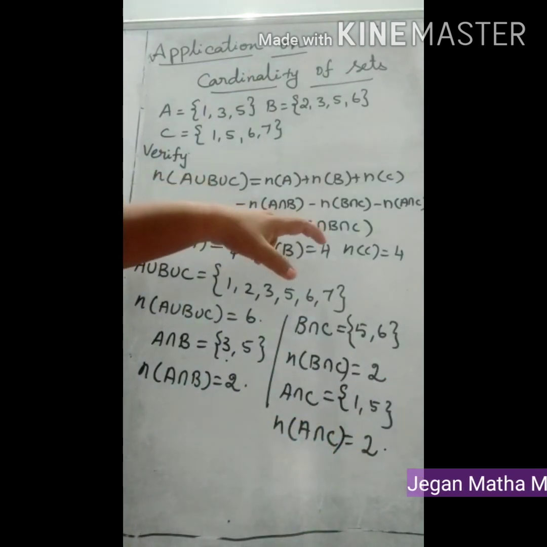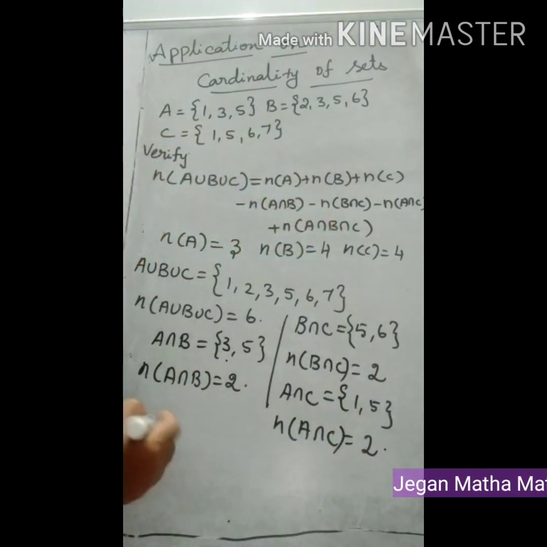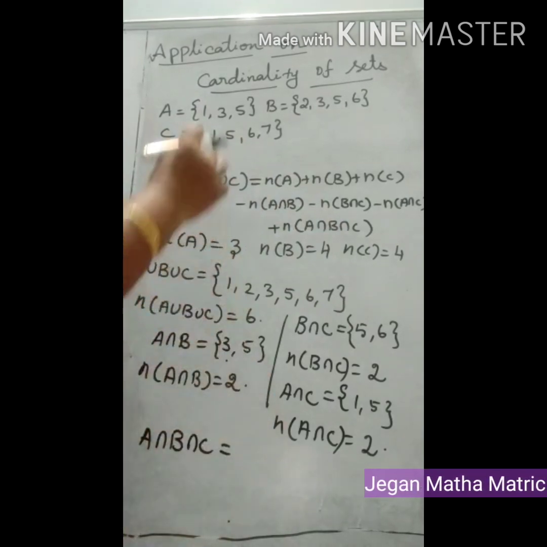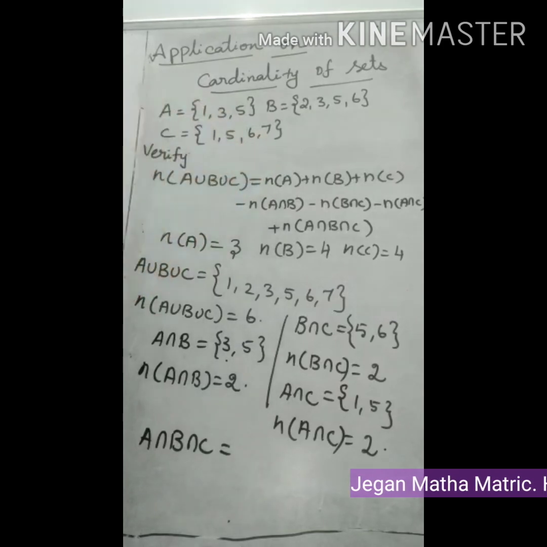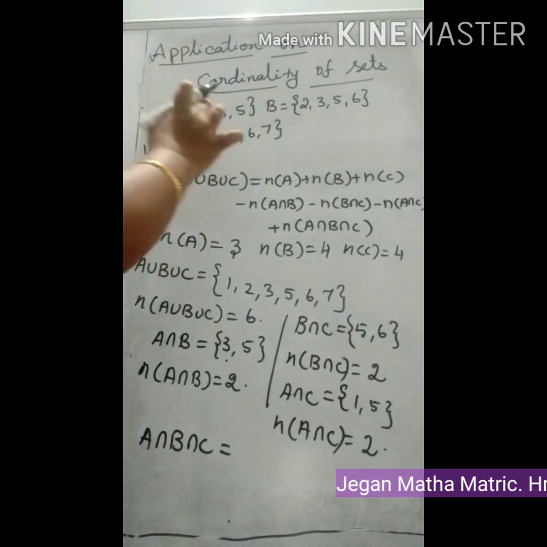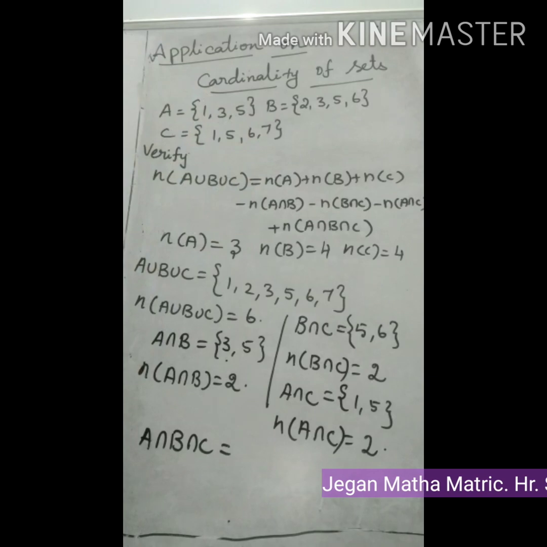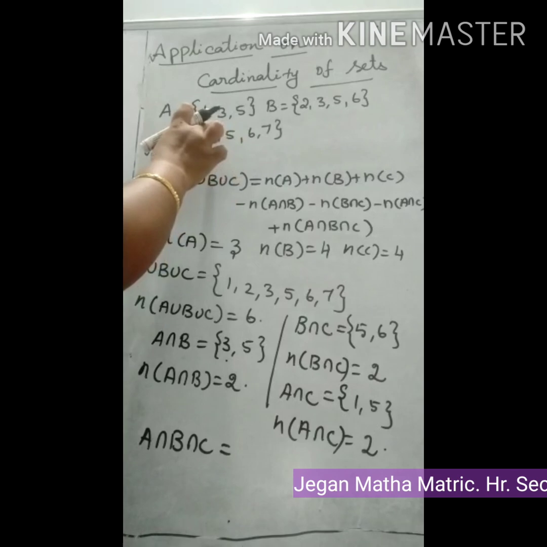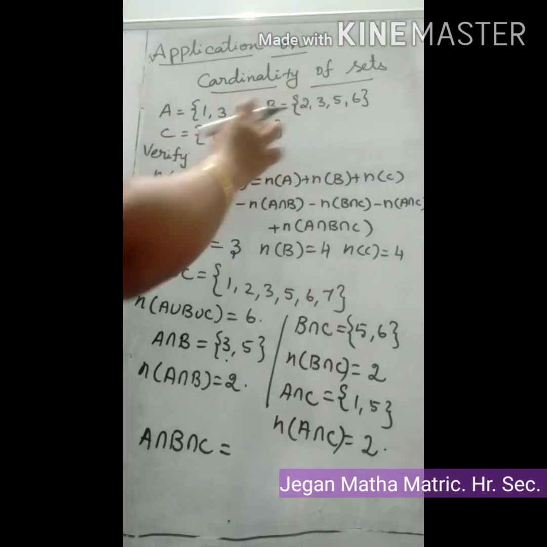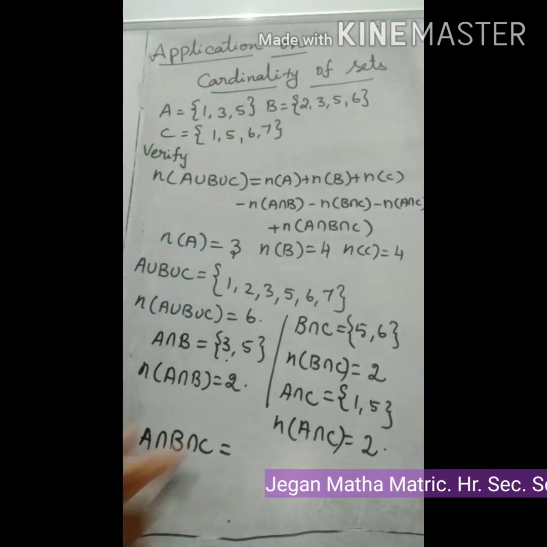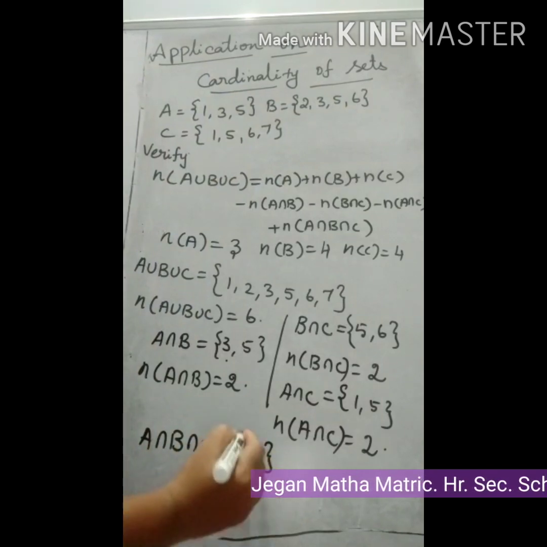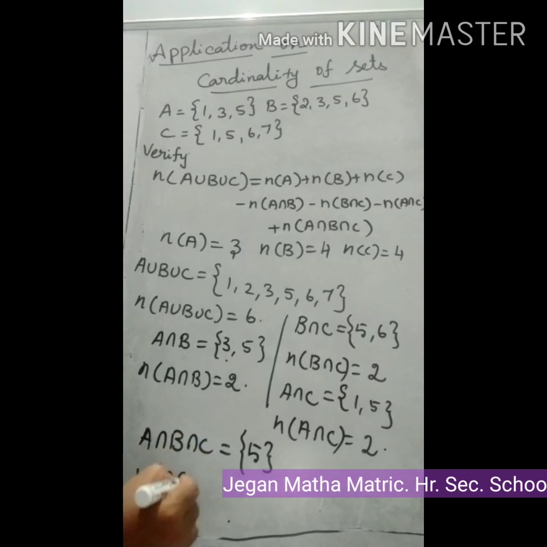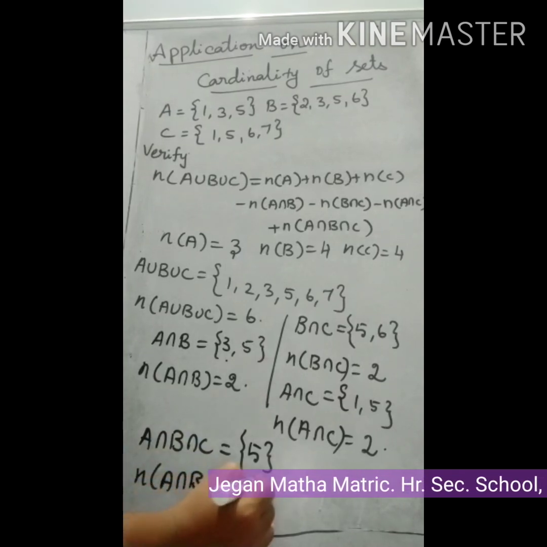Now we have to find n(A ∩ B ∩ C). What is A ∩ B ∩ C? Take the three sets and find the common element. 3 and 5: 3 is there but not 3 in C. So you have to take 5. Only one element. So 5 is A ∩ B ∩ C. So n(A ∩ B ∩ C) = 1.